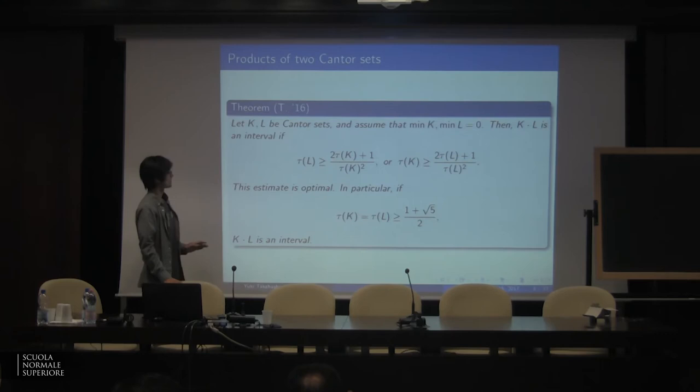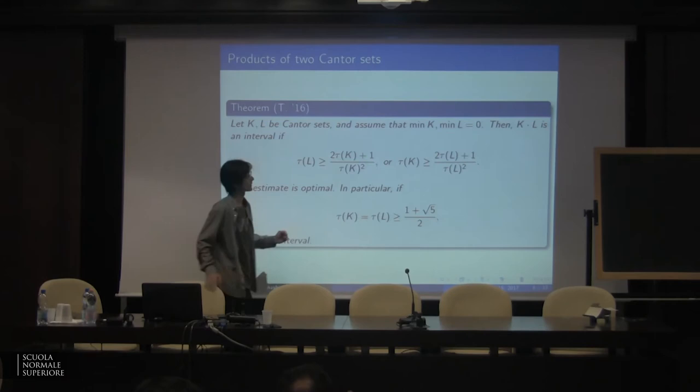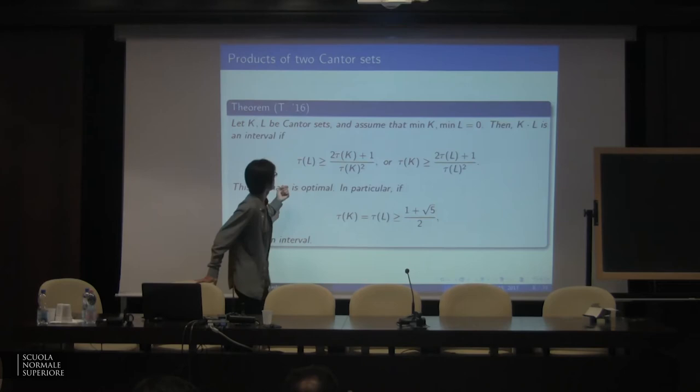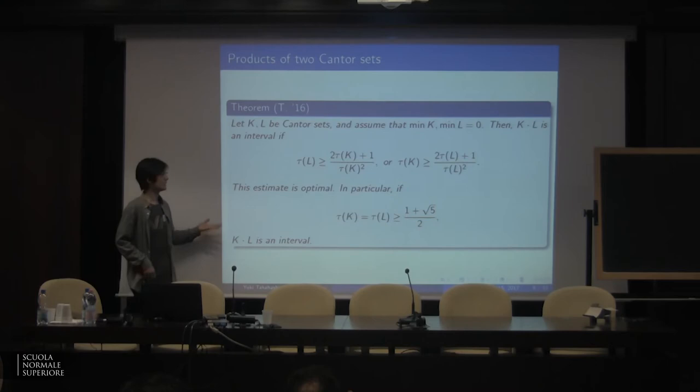This is the first result. Let us prepare two Cantor sets, K and L, and assume for the time being that the left-hand endpoints of K and L are both zero. Let us consider products of two Cantor sets. Then, with tau K the thickness of K and tau L the thickness of L, if this condition or this condition is satisfied, then the product of two Cantor sets is an interval. And this estimate is in fact optimal, the best estimate.